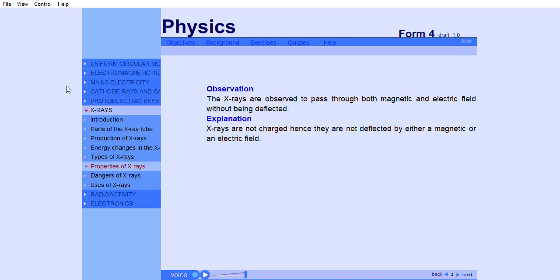Observation. The X-rays are observed to pass through both magnetic and electric field without being deflected. Explanation. X-rays are not charged, hence they are not deflected by either a magnetic or an electric field.